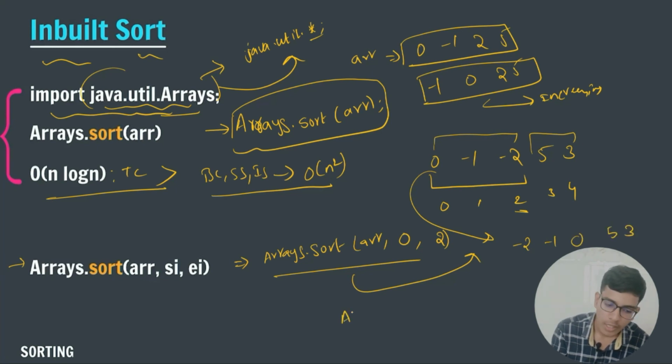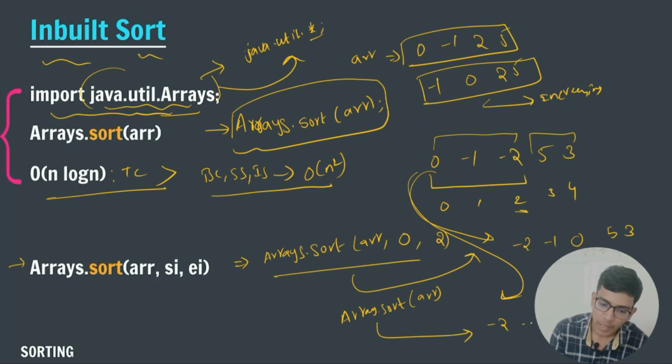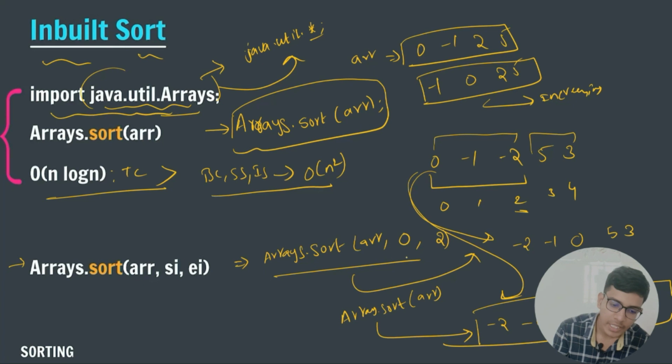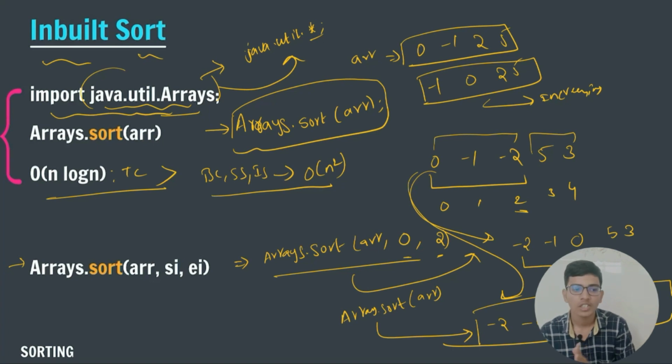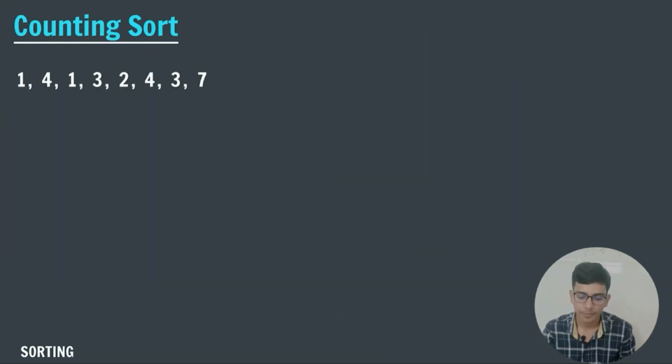If I write Arrays.sort with just the array name, without giving the indexes, it will sort all the elements of my array. So my array will become -2, -1, 0, 3, 5. And if I give the starting index and ending index, then it will only sort up to the starting and the ending index. So this is the concept of inbuilt sort.